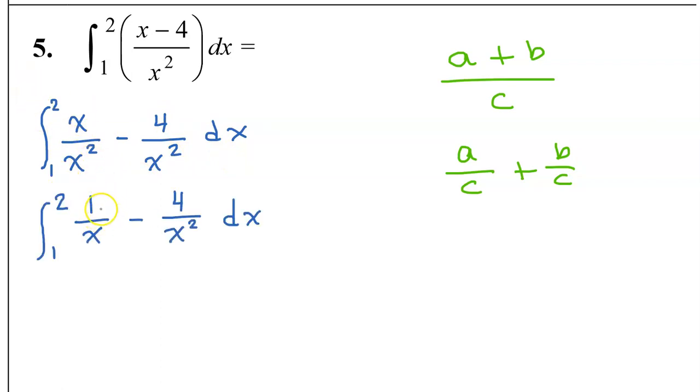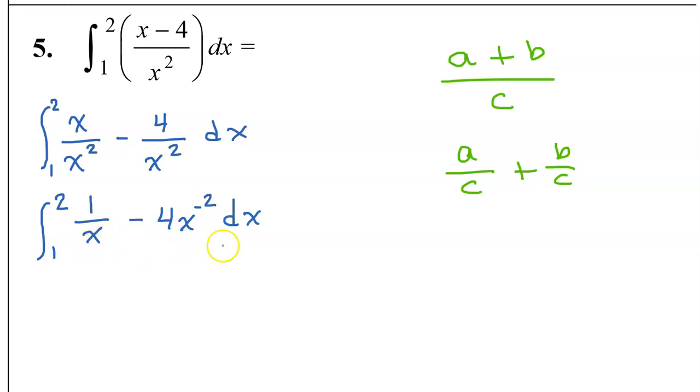Well, for the first term, I get 1 over x. There isn't really anything I can do with the second term. However, I think I would like to bring the x squared out of the denominator and rewrite it with a negative exponent. And you'll see why I did that in a second. So for now, let me go ahead and write 4x to the negative 2 power.